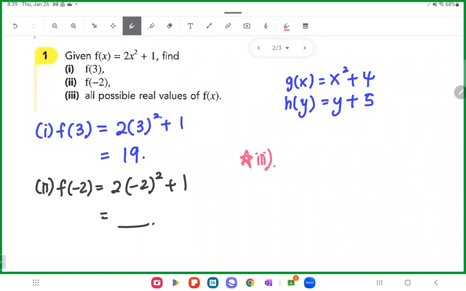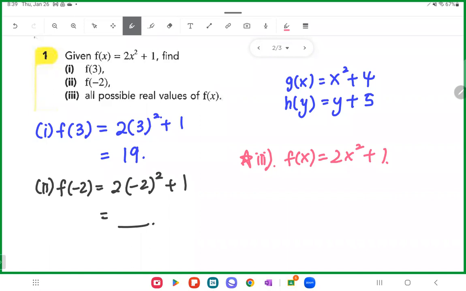No, that's not asking you to solve. So for part 3, they are not asking you to solve, they are asking for the range that this f(x) function can take. Okay, if my f(x) is 2x squared plus 1, what is the variable here? My x squared is the variable, correct? x squared is a square number. So what is the range that x squared can take?